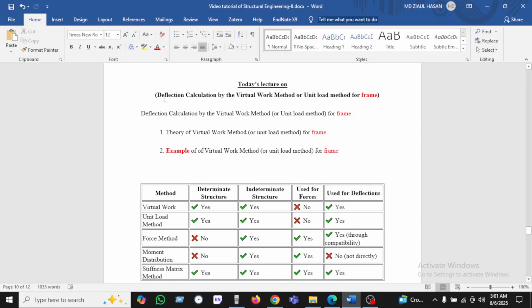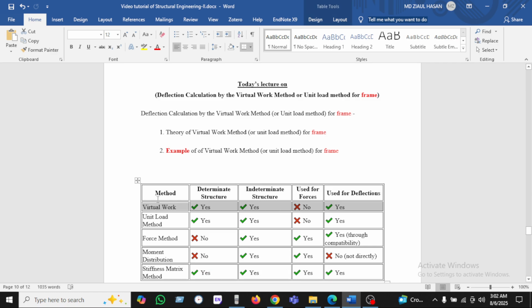Hello everyone, today I am going to deliver a lecture on deflection calculation by the virtual work method, or unit load method, for frames. First of all, I will cover the theory of the virtual work method or unit load method for frames. Then I will give some examples of the virtual work method for frames. So first of all, I am covering this virtual work method.